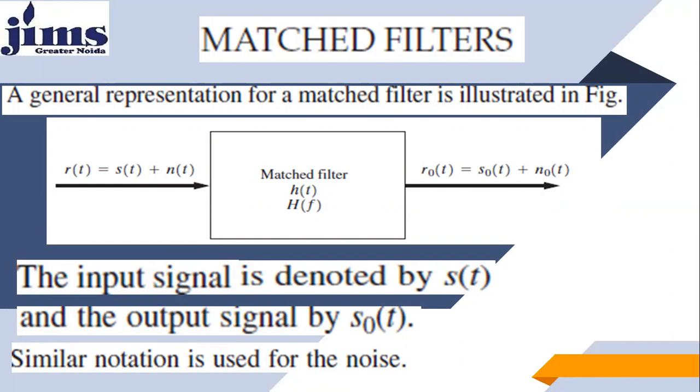It gives an exact replica of the signal that is to be transmitted from the transmitter. So the output exactly matches the output of a transmitter. That's why we call it a matched filter.